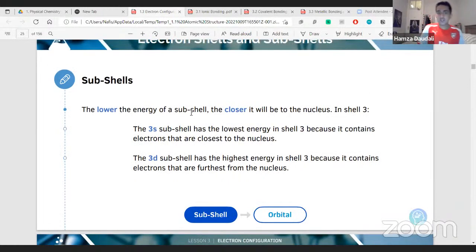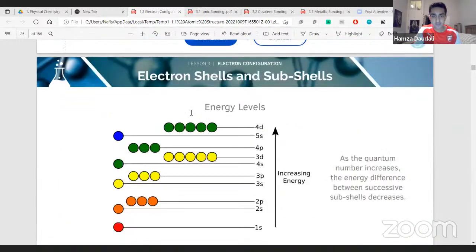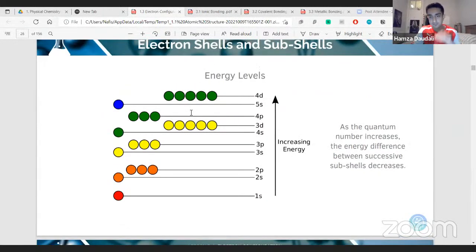The lower the energy of a subshell, the closer it will be to the nucleus. In shell 3, the 3s subshell has the lowest energy because it contains electrons that are closest to the nucleus. The 3d subshell has the highest energy in shell 3 because it contains electrons that are furthest from the nucleus. You can see increasing energy as you go through.